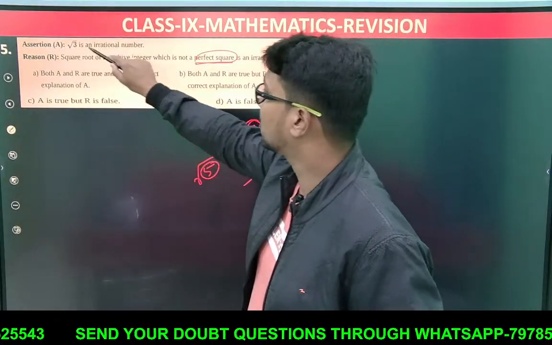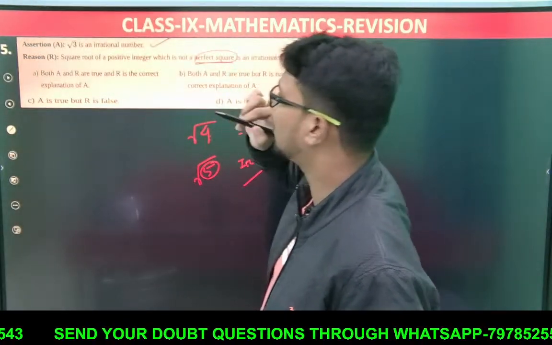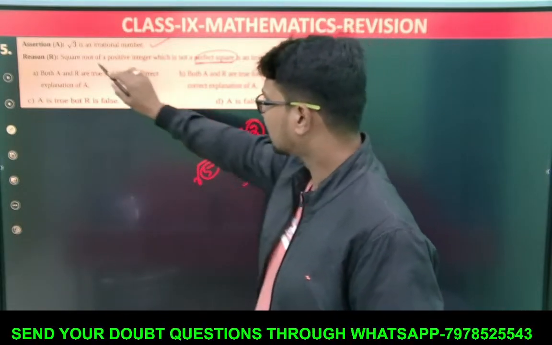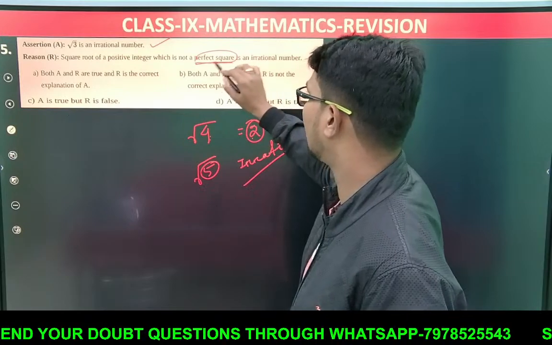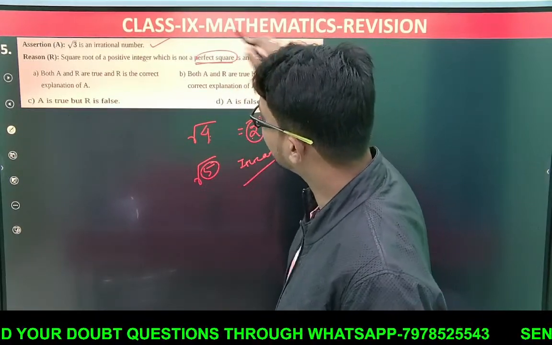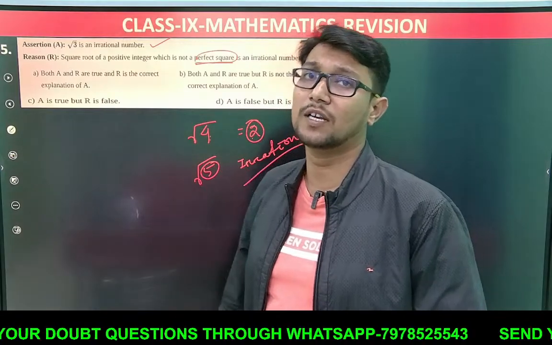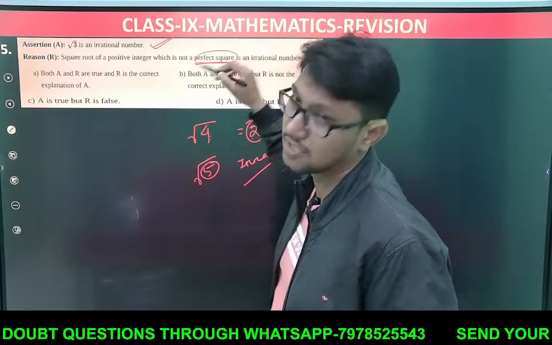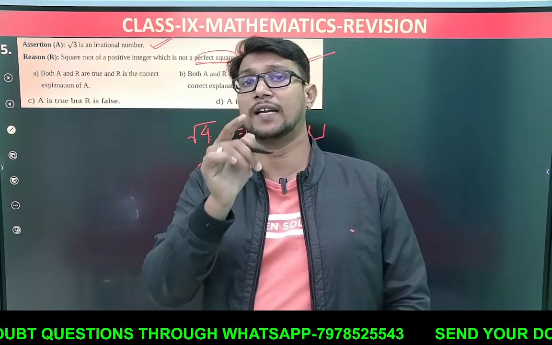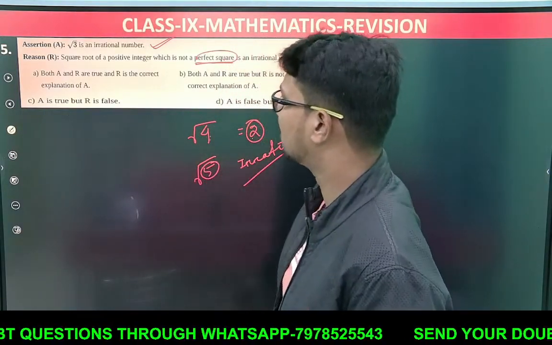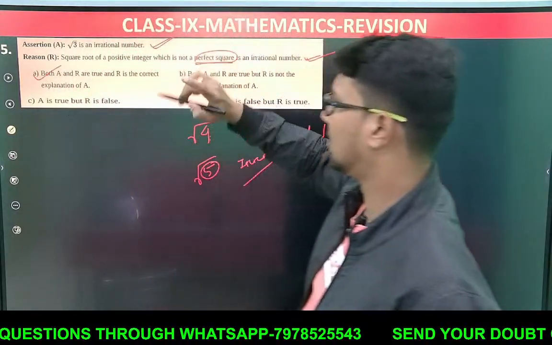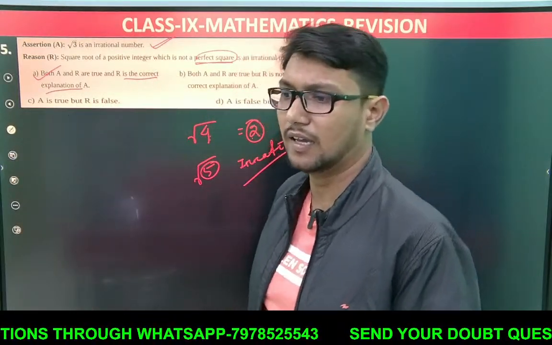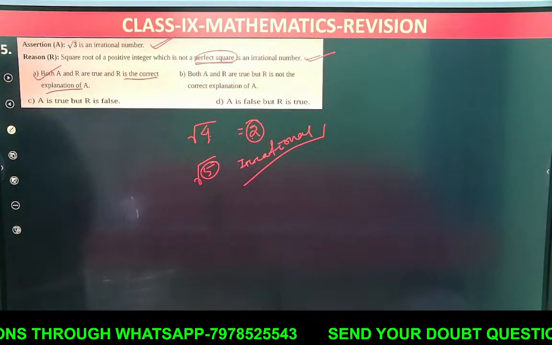So hence, root 3 is an irrational number. Yes, it is true, because 3 is a non-perfect square whose square root is irrational. Then the square root of a positive integer which is not a perfect square is irrational. It is also true, and it is explaining the assertion. So the assertion is correct, the reason is correct, and the reason is the correct explanation. Option A is correct. Both A and R are true, and R is the correct explanation of A. I hope this is clear to all.